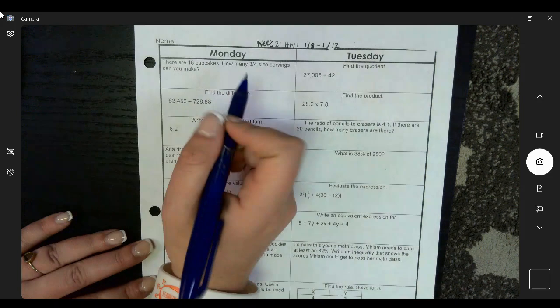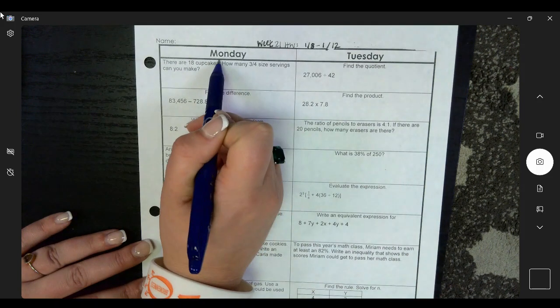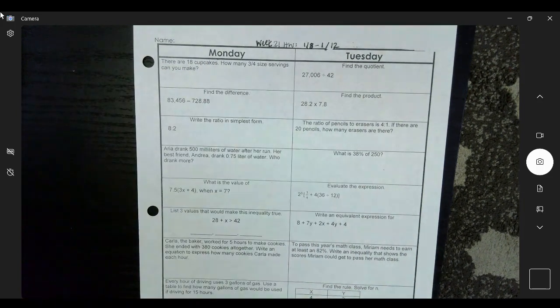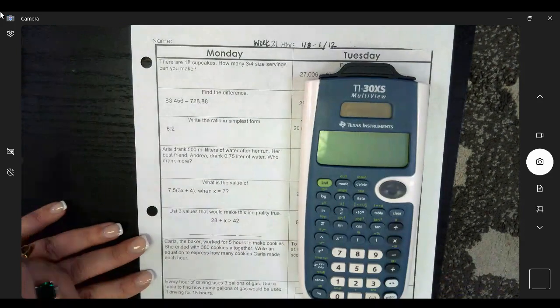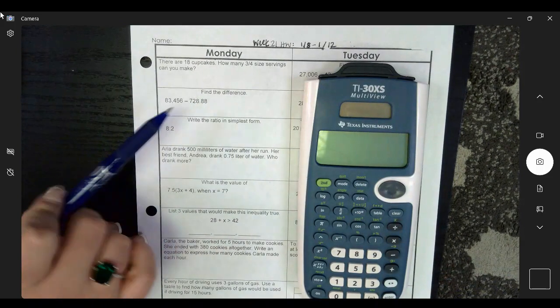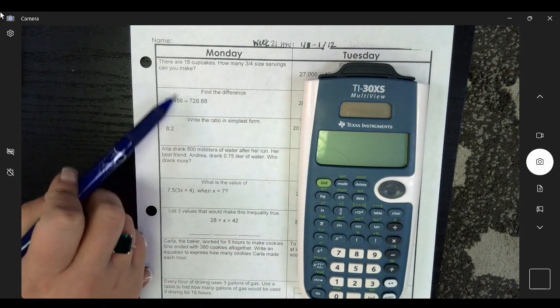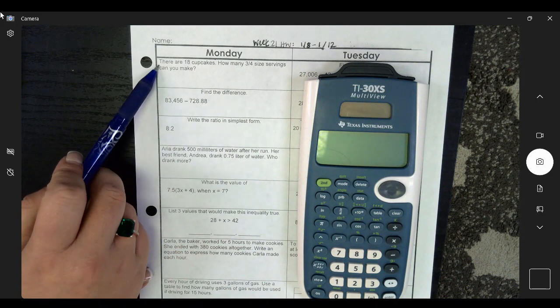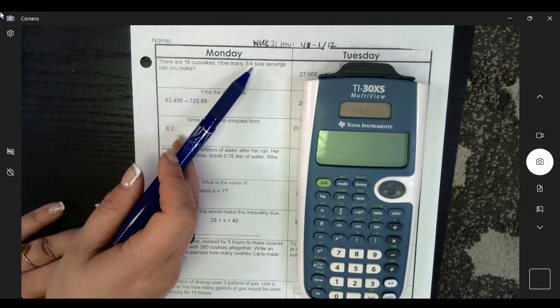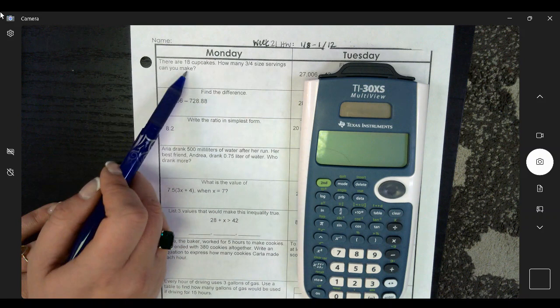So making sure that you're starting on Monday, you can use your calculator, but I also want to see you work out your problems as well, okay? Or at least show me how you set up your problems. So starting with number one here, it says there are 18 cupcakes. How many 3/4 servings can you make?